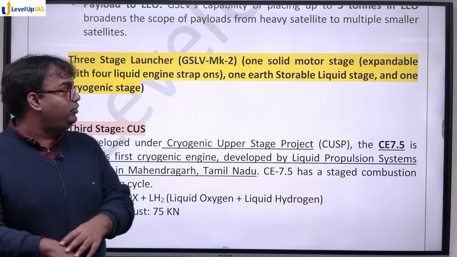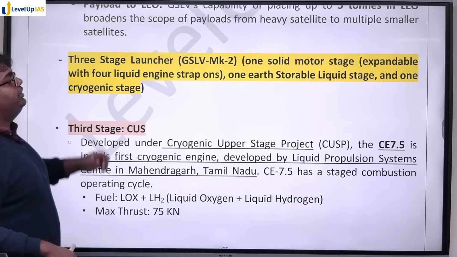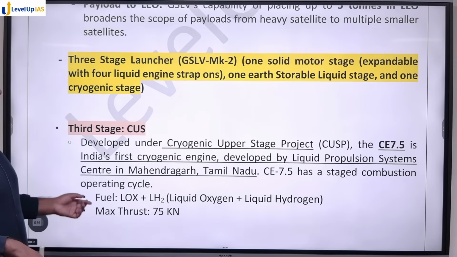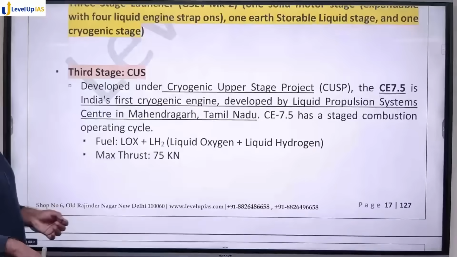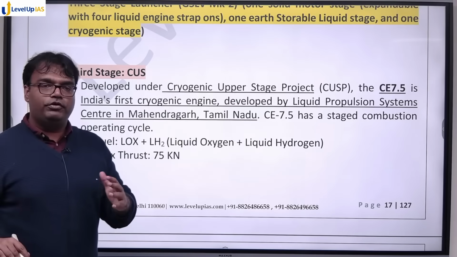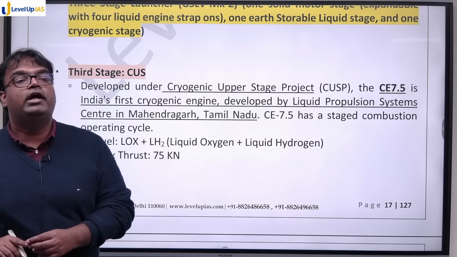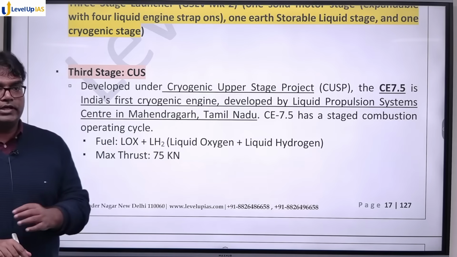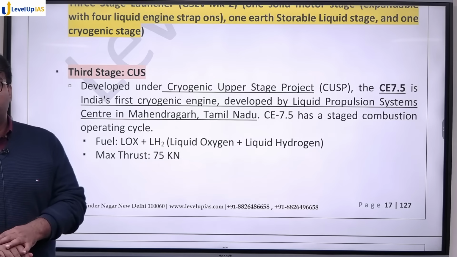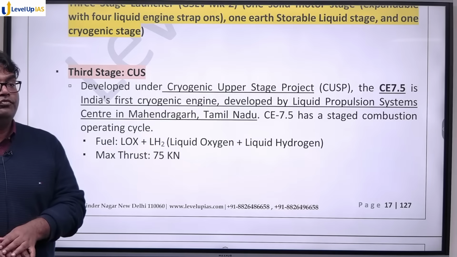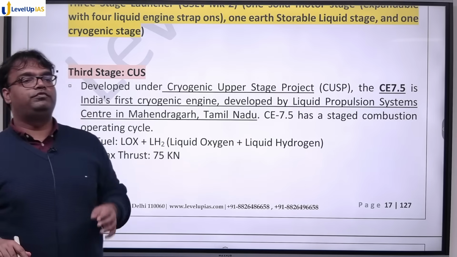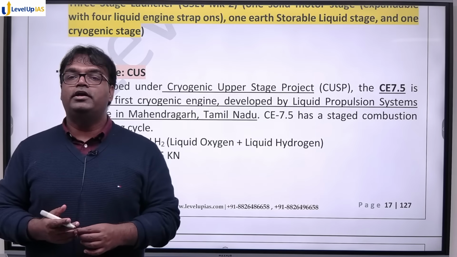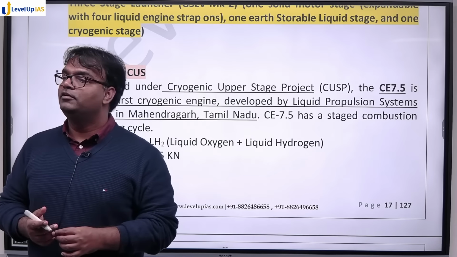So, cryogenic upper stage, CUS. This is the stage where we use liquid fuel, but what liquid? Hydrogen. Now to keep hydrogen gas in a liquid state, we have to keep the temperature below minus 250 degrees Celsius. Imagine, minus, what is the absolute zero temperature? Minus 273.